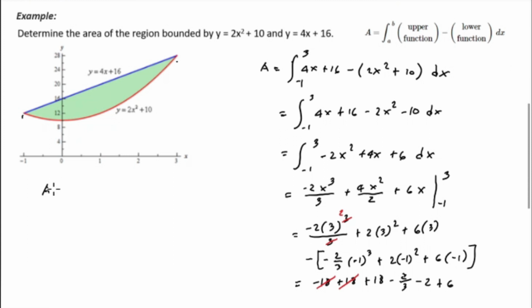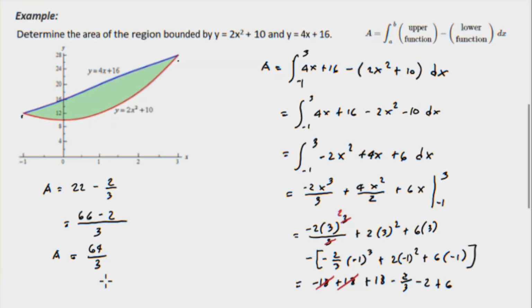So the area is equal to 18 minus 2 is 16, plus 6, or this is 22, minus 2/3. And 22 times 3 is equivalent to 66 minus 2, and the common denominator is 3, so the area is equal to 64 over 3, and the value is A equals 64 over 3.